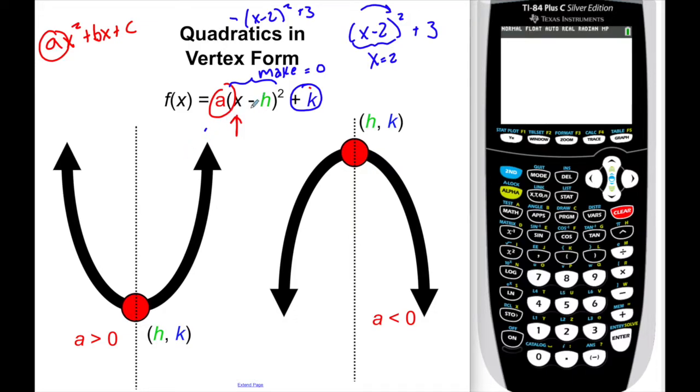So the benefit of this is that you can get the vertex right away, but some of the downsides we're going to see is that you're going to start in a different place, because some information here is not as easy to find.